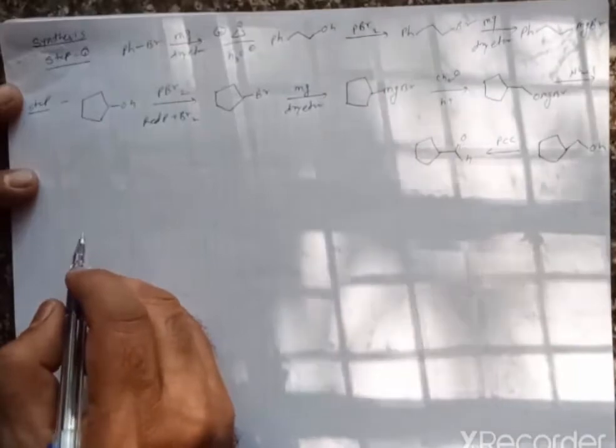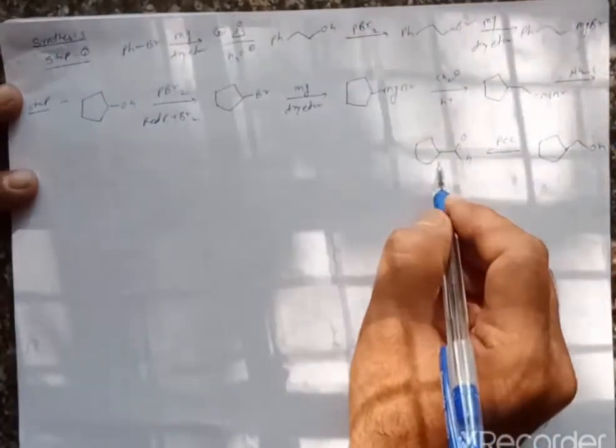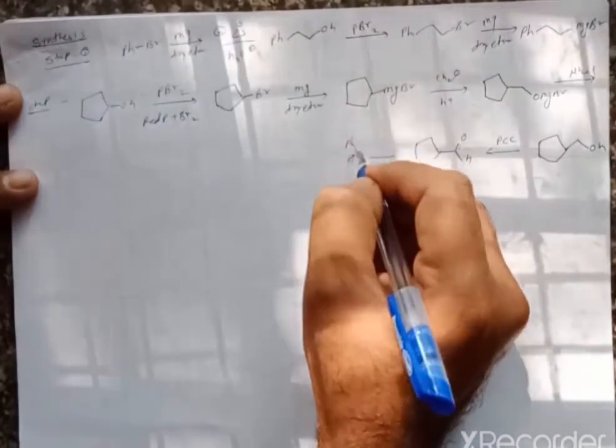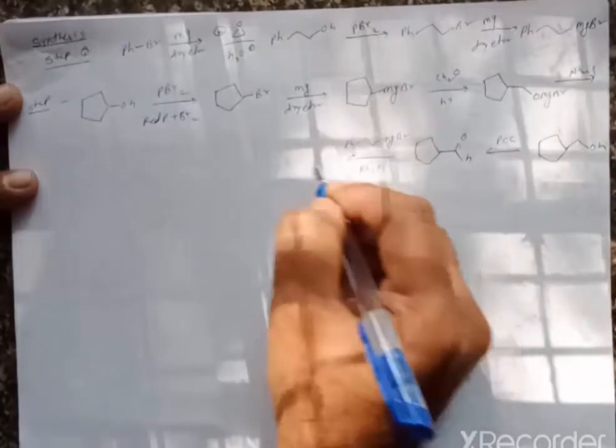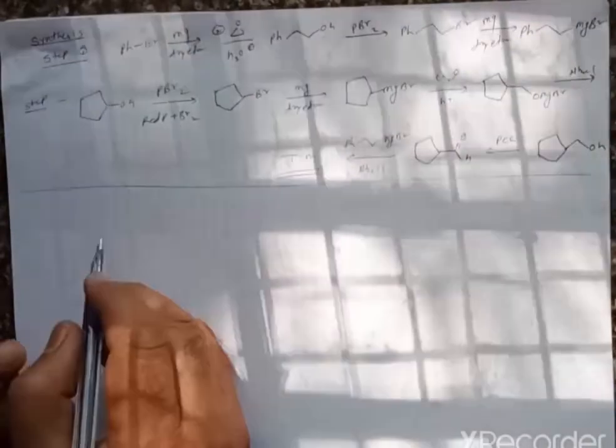Then if we treat this aldehyde with this PhCH2CH2MgBr, and then ammonium chloride, it gives formation of the target molecule, right? So this is the very simple method of how to prepare the target molecule if it is containing alcohol as a functional group. So let us take another example as an alcohol.